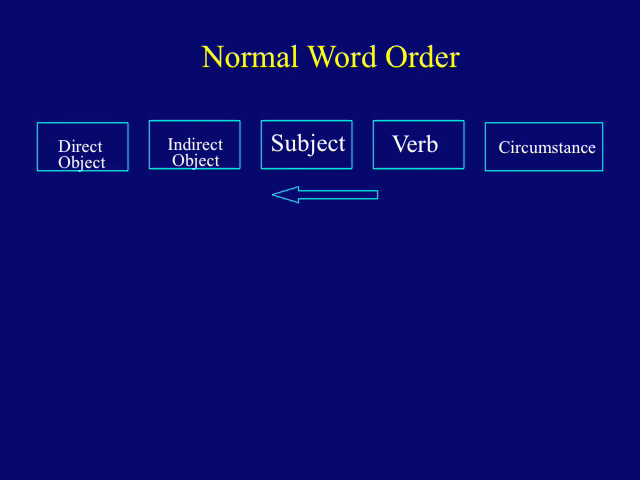What about word order? The normal word order for finite verbs, and the perfect is the first of our finite verbs. Finite verbs are those that have person and not only gender and number. So, for instance, the participle has only gender and number, but no person. There's no such thing as a third person participle or a second person participle. The perfect has person. It's a finite verb. For finite verbs, the normal word order is the circumstance, if any, verb, subject, and then the objects, usually indirect and then direct objects.